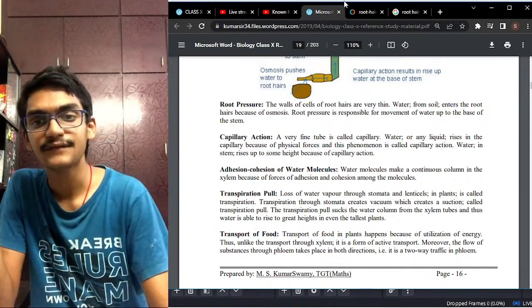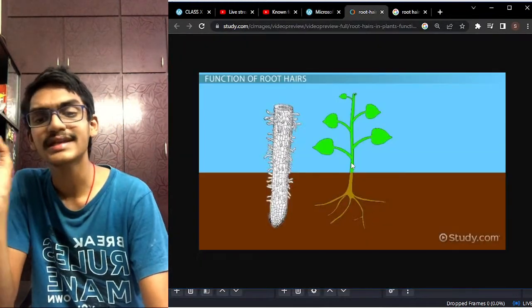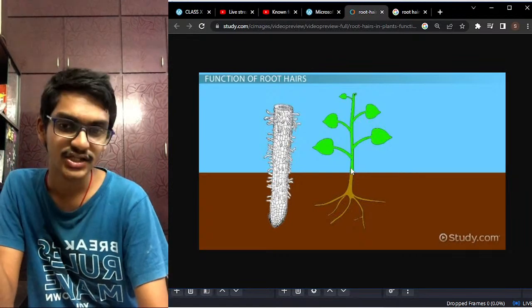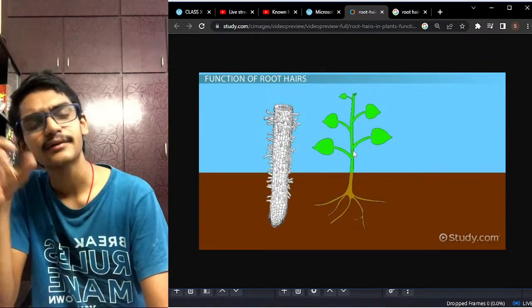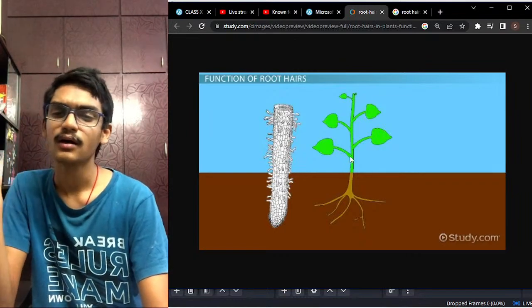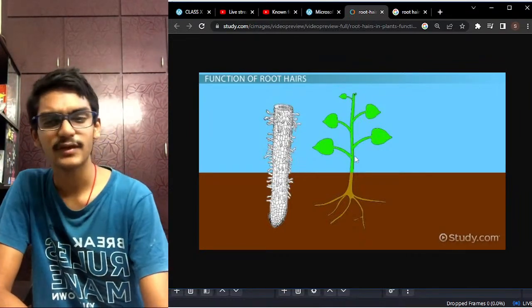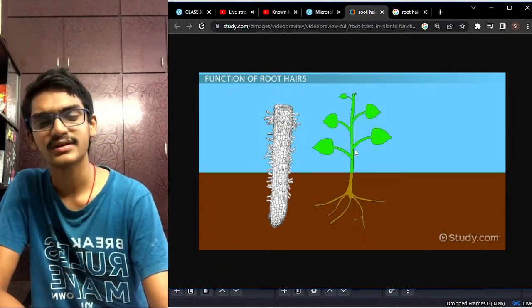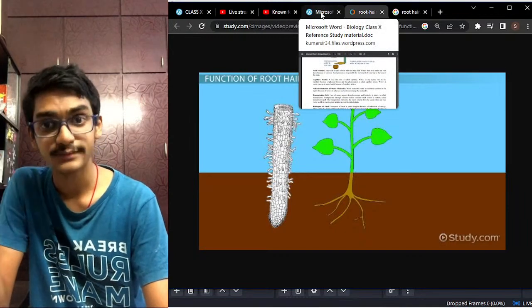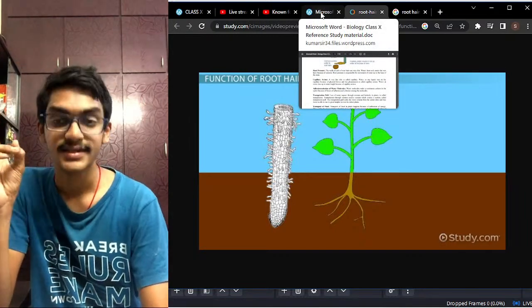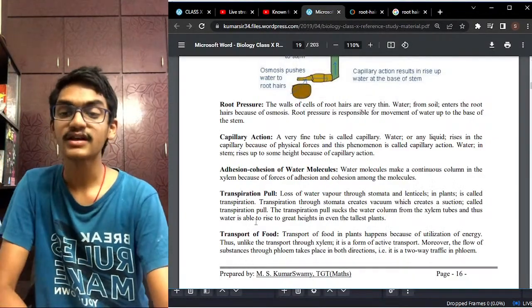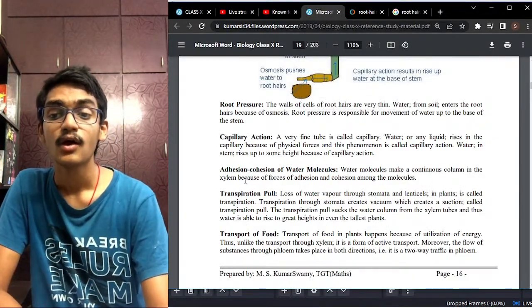What happens is that, because of the capillary action, there are some fine tubes in which the water will actually travel. From here it will not reach up to this height, but only to some extent, only till a little bit of the stem, till here, about half of the plant. So first the root pressure comes into the picture. First is osmosis or the concentration gradient, next is the root pressure, and third is capillary action. Then the fourth one is adhesion and cohesion.